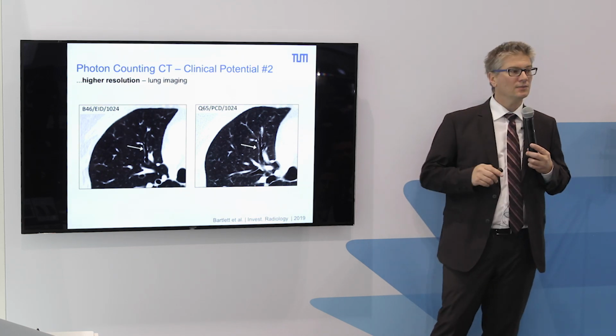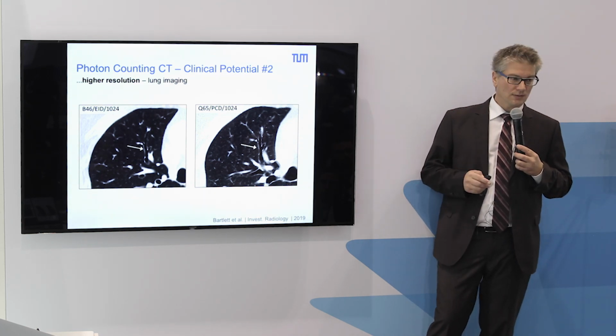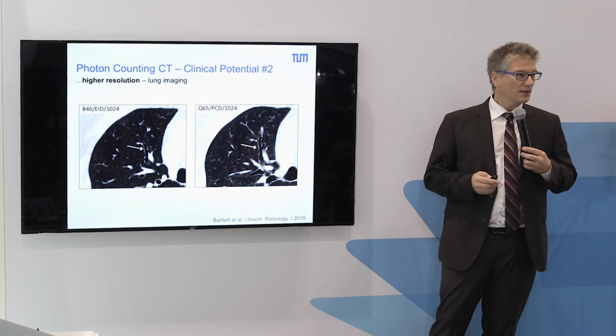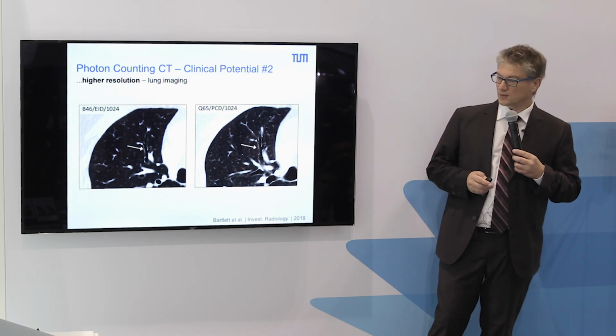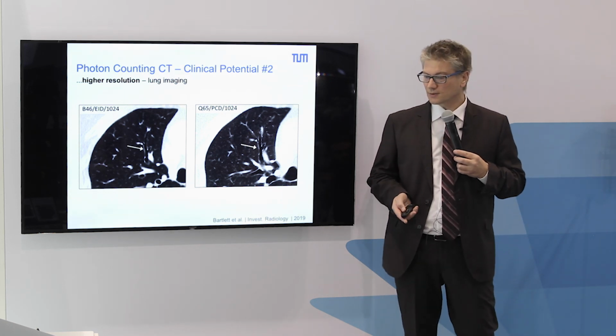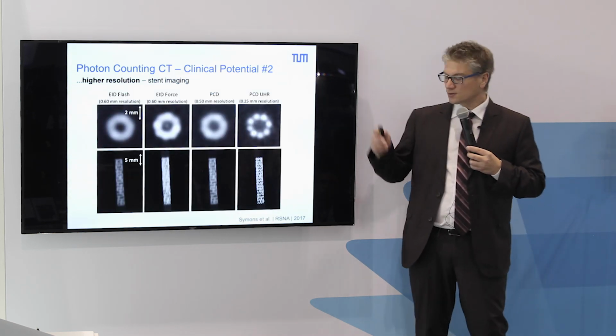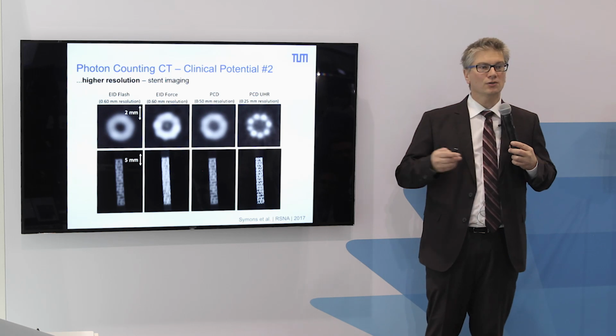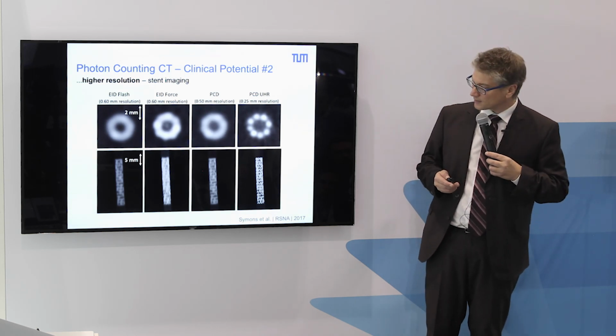So I think for lung imaging in particular, photon counting technology might be an interesting future venture to exploit this high resolution capability. Okay, high resolution obviously might also make sense in things like coronary arteries or stent placements.